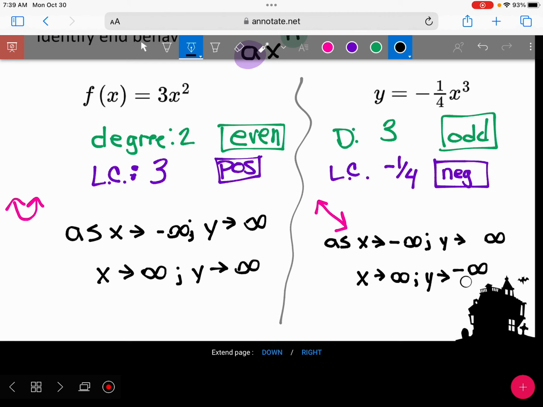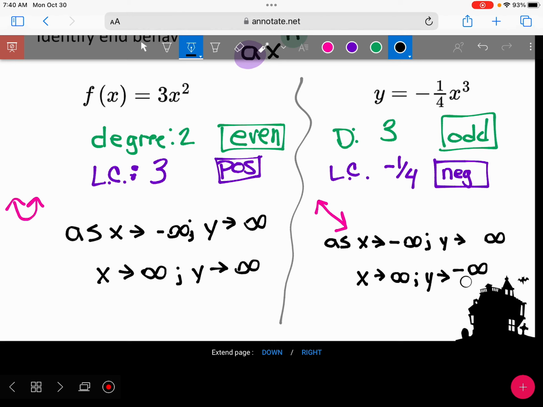Questions on these two? Yes, dear. Why isn't it... For this one? No. For this one? Because my degree is odd, that means it's going to have opposite arrows. Odd functions always have opposite arrows.